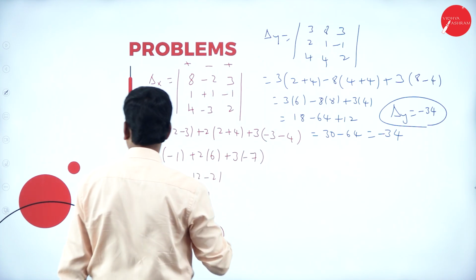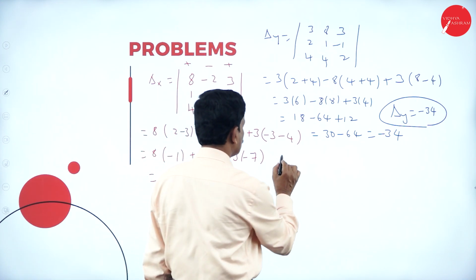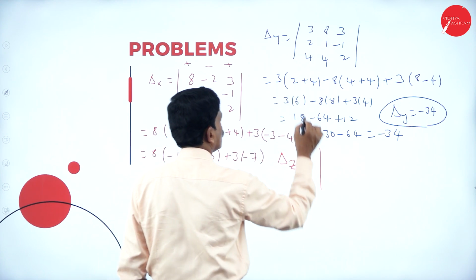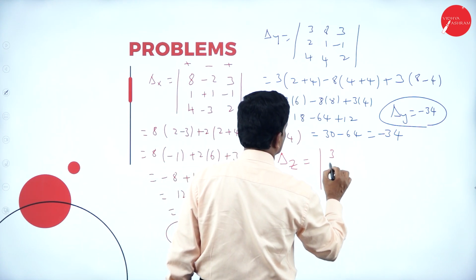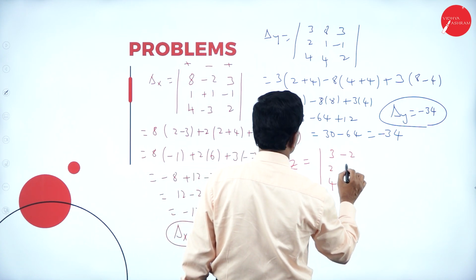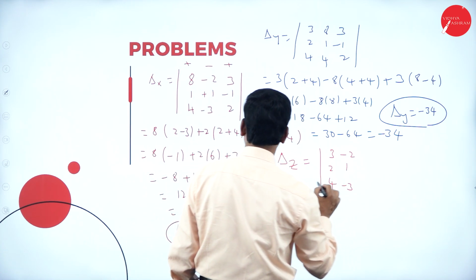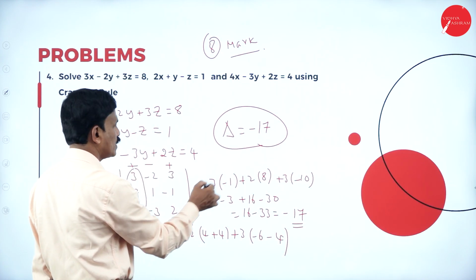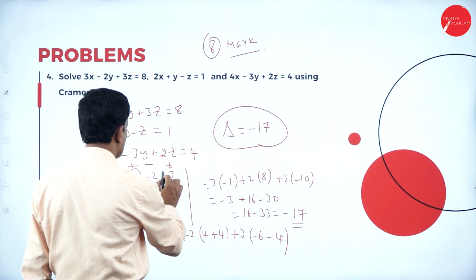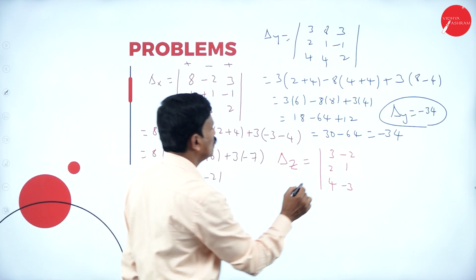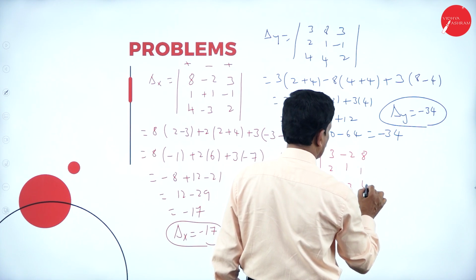Now, what is delta z then? Delta z is equal to, so first column will be the same, that is 3, 2 and 4. Second column is also same, minus 2, 1 and minus 3, and the last column is replaced by the constant column 8, 1 and 4, that is 8, 1 and 4.